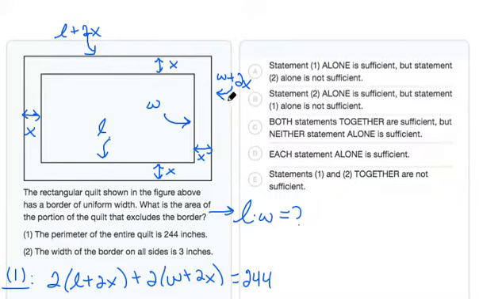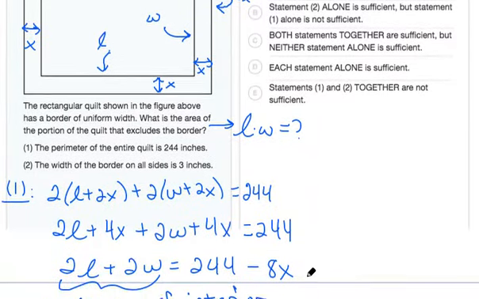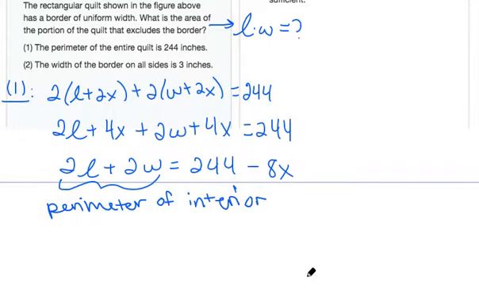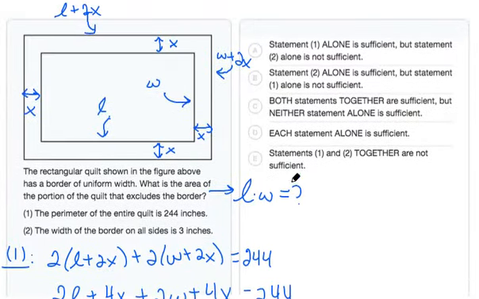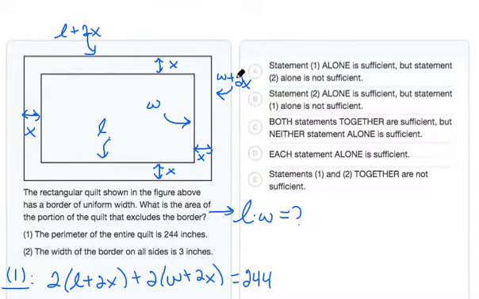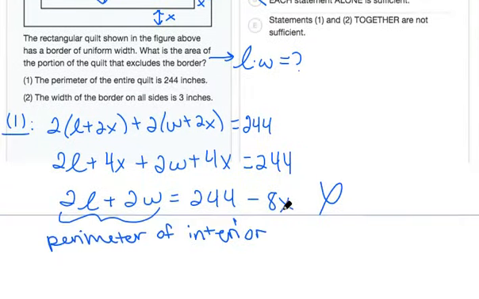Now, even though we know the perimeter of both the exterior and the interior of that rectangle, we still can't deduce anything about L or W or the product of L times W. So we can't find the area of the interior of the quilt. This statement alone is not sufficient for us. So let's slide back up and eliminate some of the answer choices. If statement 1 alone is not sufficient, we can eliminate answer choice A and answer choice D. We have choices B, C, and E left, so we're going to need to consider statement 2.